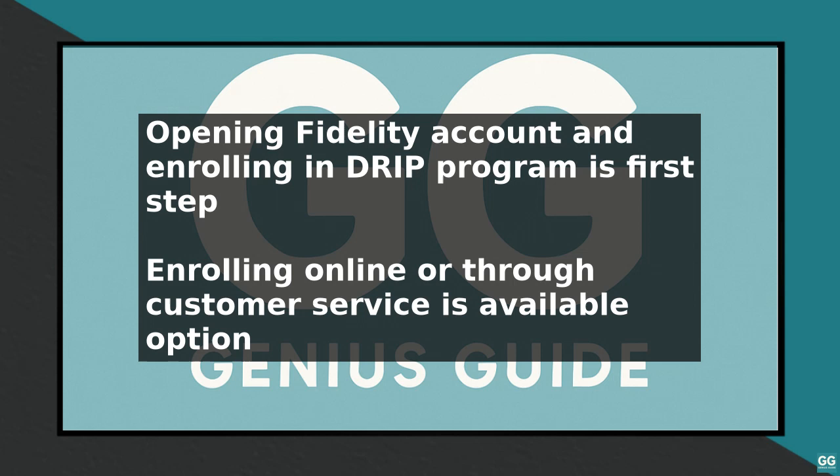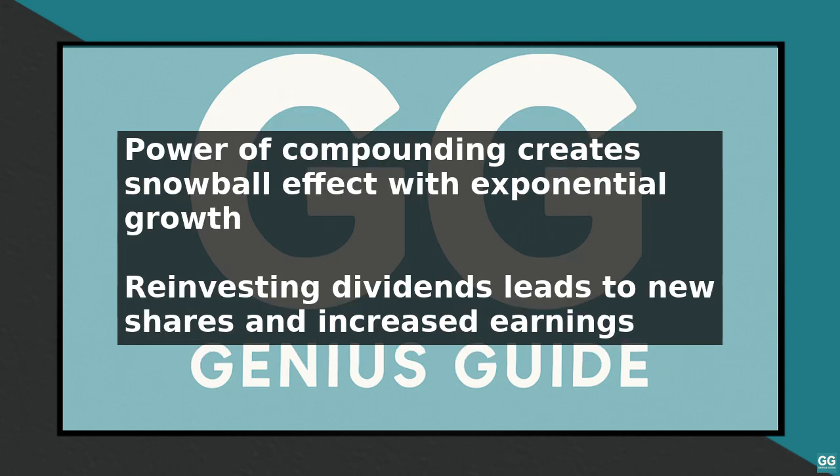A practical example of this is if an investor owns 100 shares of a stock that pays a 4% dividend and the stock price is $50. The annual dividend would be $200, which would be reinvested to purchase approximately 4 new shares.